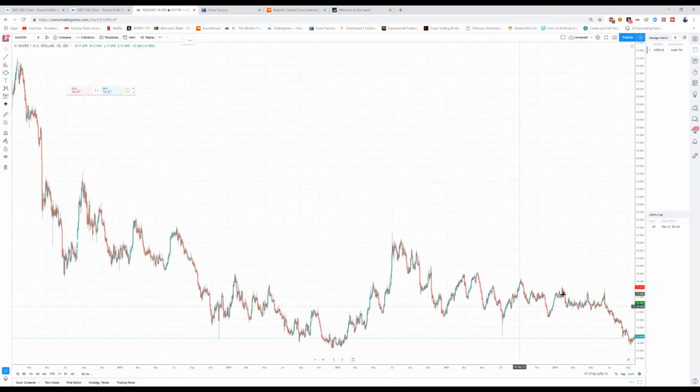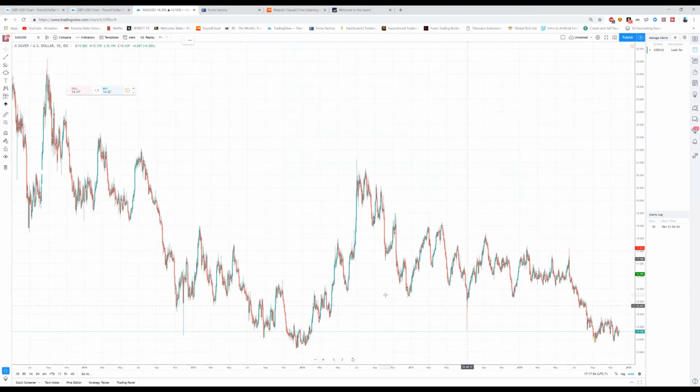So overall, it seems like this is good for a long-term buy. Let's go ahead and continue on with the last couple minutes of our session to DXY.